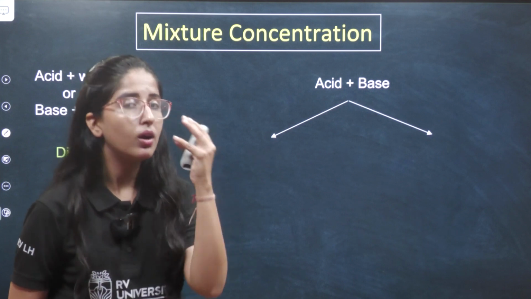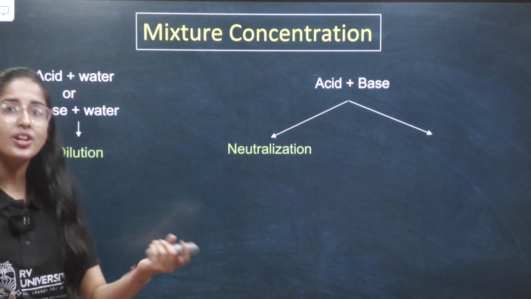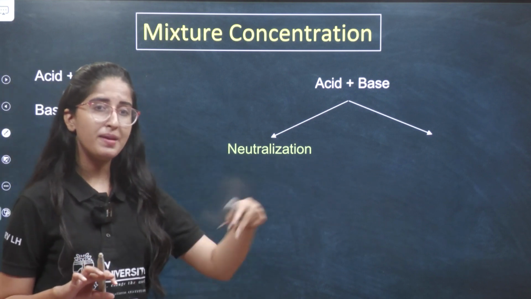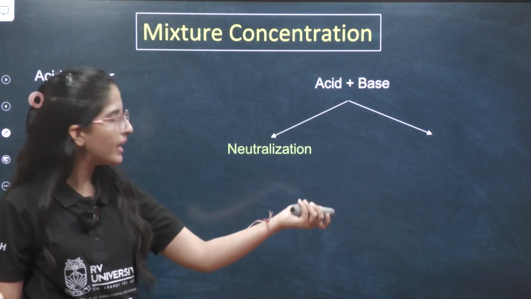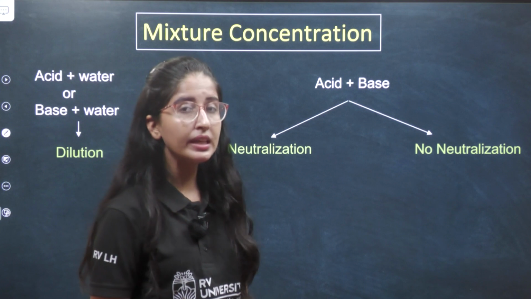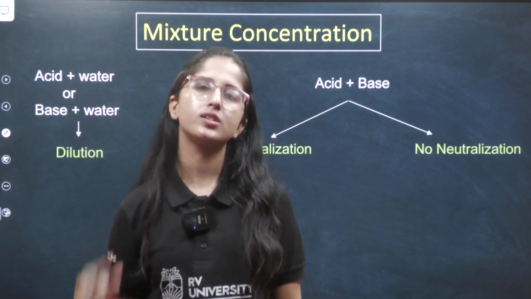The next case might be acid and base. You are mixing acid plus base, not water. So what may happen? Neutralization may occur. That means pH will come to 7. It will not be acidic, it will not be basic. That can happen. Otherwise, no neutralization may happen. In that case, how will you calculate final concentration?